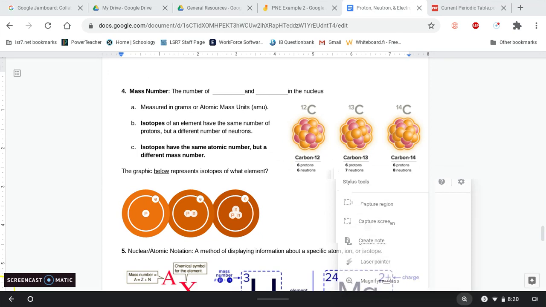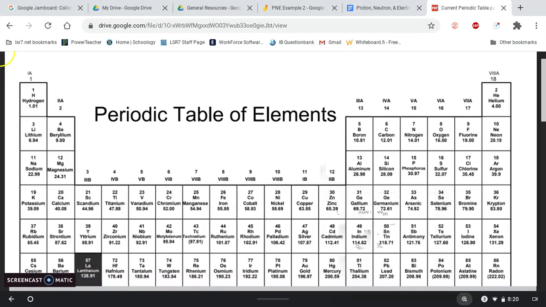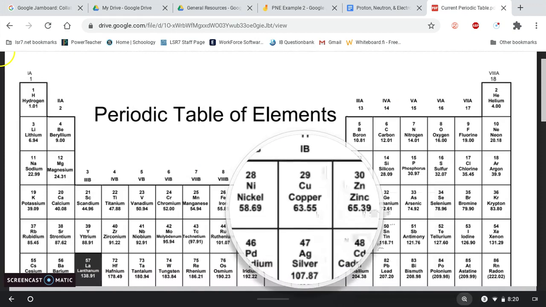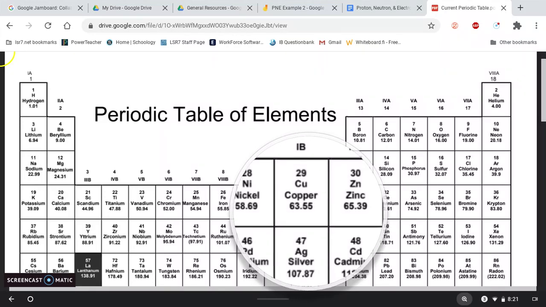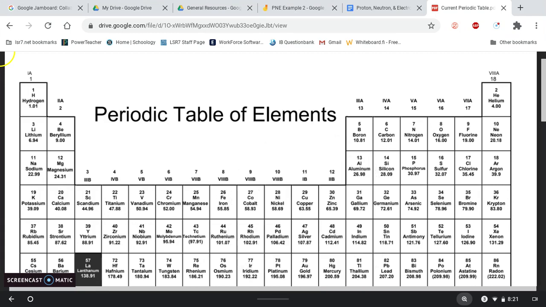Do want to point out something on your periodic table. So we'll go ahead to copper right here. Look at copper. It's got an atomic number of 29. That's its protons. But then it's got this 63.55 at the bottom. Okay. The 63.55 is called average atomic mass. That is not mass number.